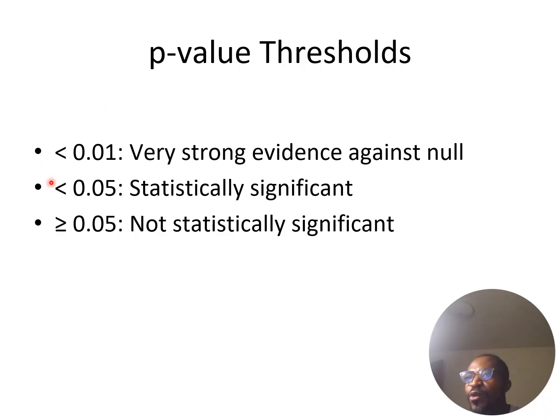So, p-value thresholds, we see this. Any value which is less than 0.01, we have very strong evidence against that null hypothesis. Any value which is less than 0.05 is statistically significant, and any value which is greater than 0.05 is not statistically significant.